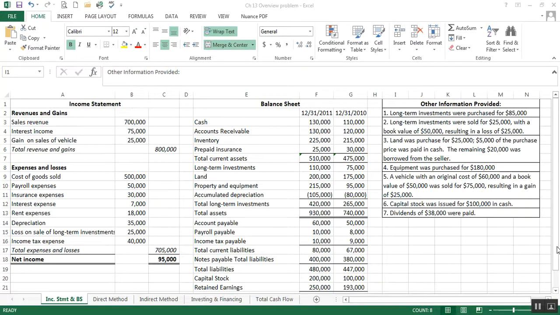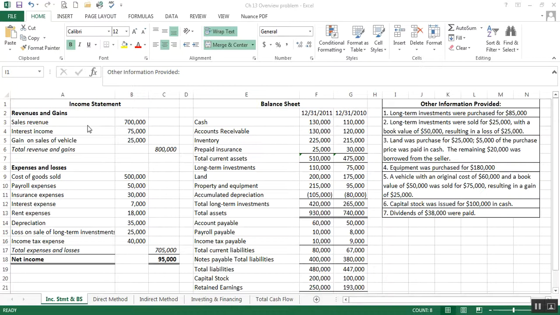Example that's featured in the book. So here we have a company's income statement, balance sheet, and other information that's provided from other activities that they perform throughout the year. So whether you're starting with your direct method or your indirect method for the cash flow statement, you're going to have to go through and identify which portions of the statements are related to financing versus investing versus operating activities.